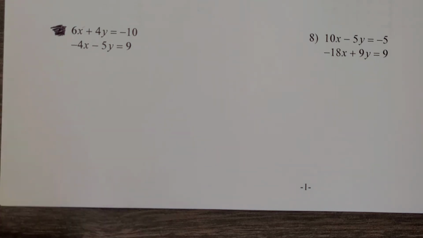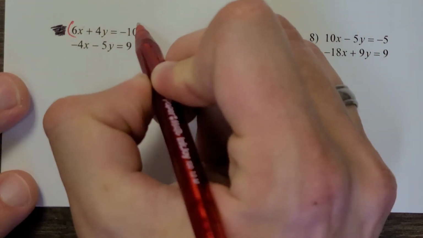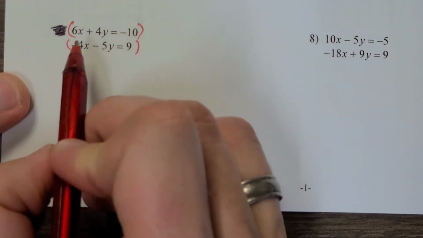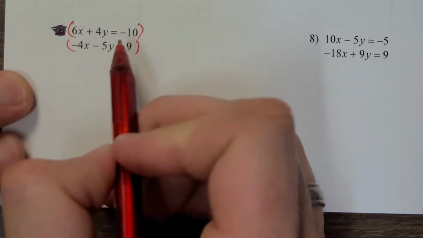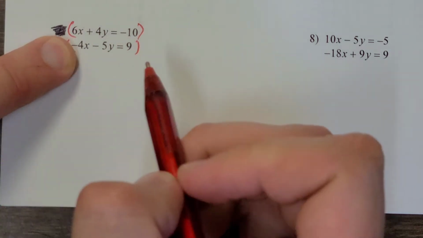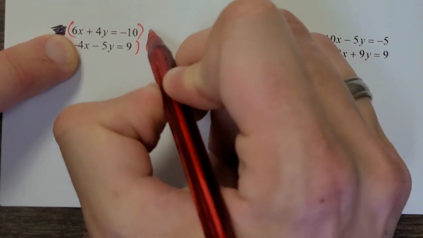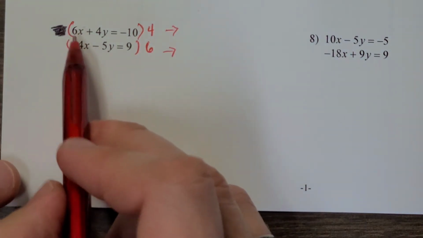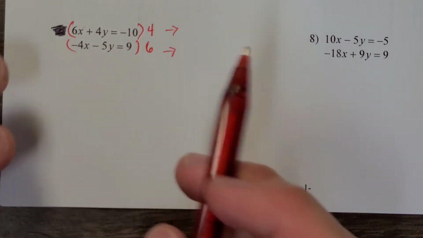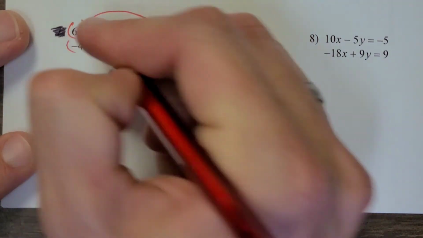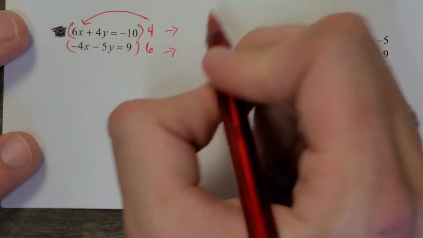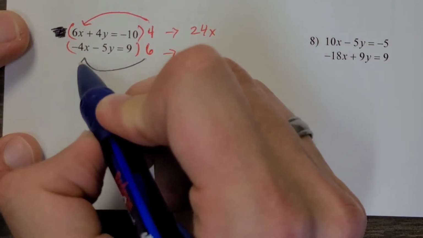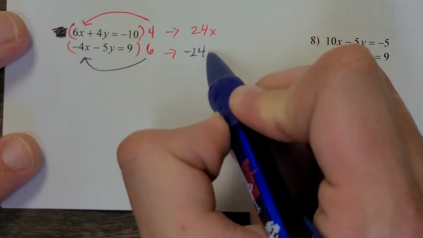So let me give you a shortcut here. I'm going to multiply both equations by these numbers, 6 and negative 4. Well, ignore the negative. 6 and 4. Except I'm going to switch them. So notice I multiplied the top by 4 and the bottom by 6. Now, I'm just going to do the first two on each of them. 4 times 6x is 24x. On the bottom, 6 times the negative 4x is a negative 24x.